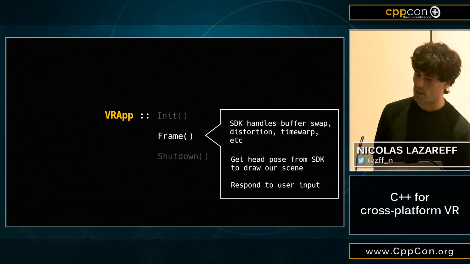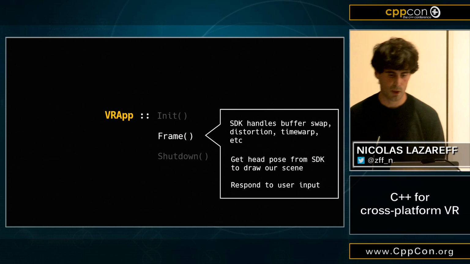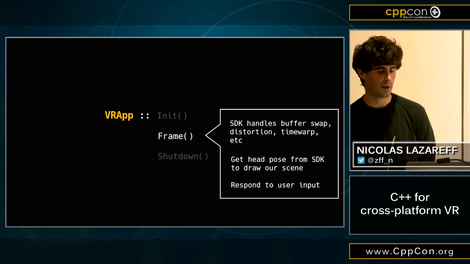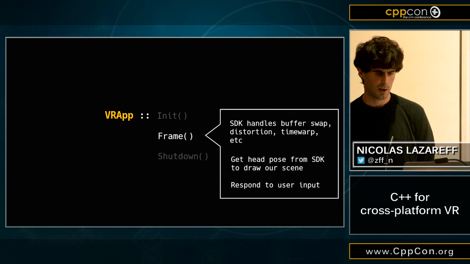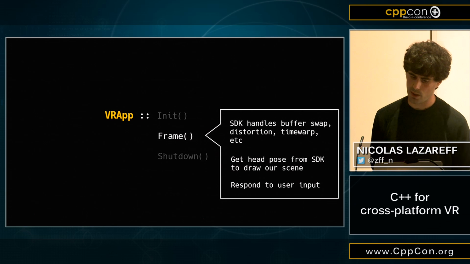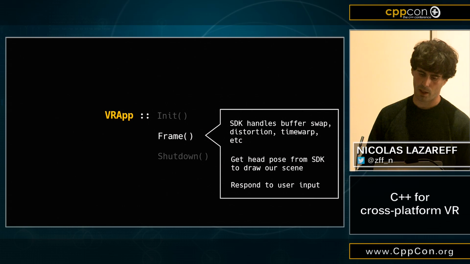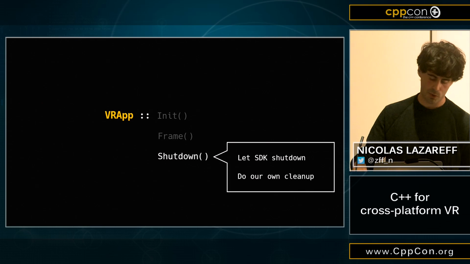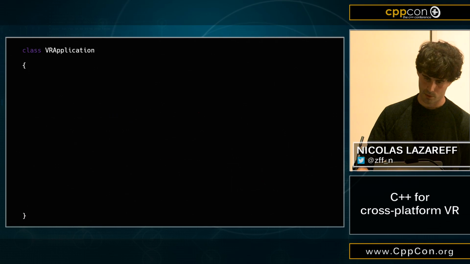Similarly, we have our per frame callbacks. We'll let the SDK do the buffer swap, distortion, and time warp. That's a common theme across all the SDKs. As usual, we'll get the head pose from the SDK. That's what we use to draw our scene and respond to input. Little side note here, some of the SDKs manage or at least provide a run loop for you, and some don't. And we'll see which ones do and don't a little bit later. That is, in either case, an option. And then as usual, nothing surprising here, we just shut down.